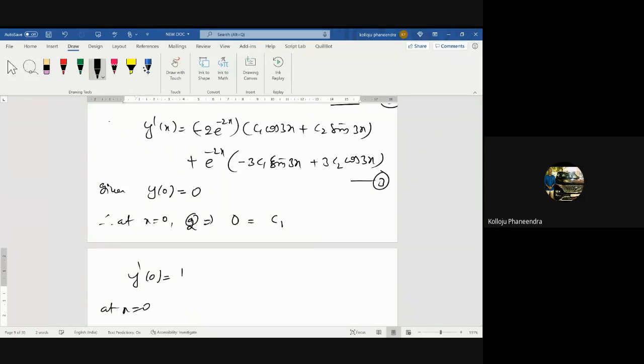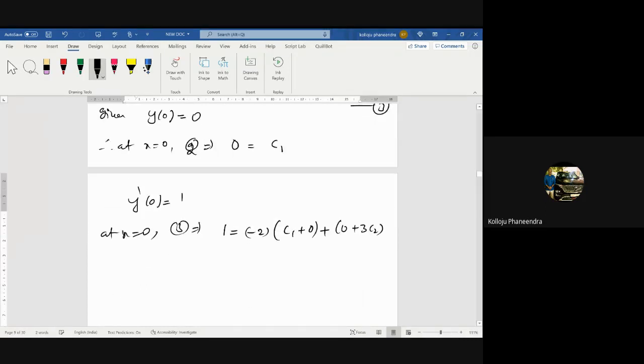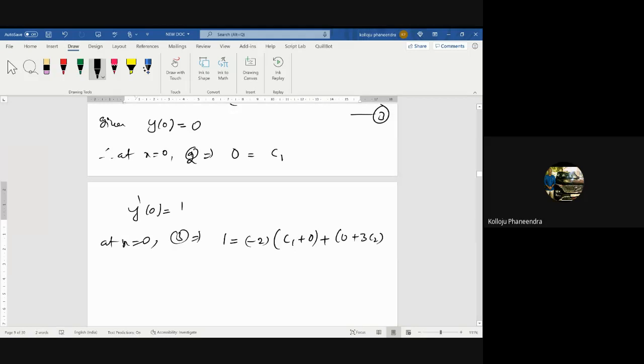Therefore, at x equal to 0, equation 3 implies 1 equal to, x equal to 0 means this is minus 2, you will get c1, and here e power 0 is 1, sin 0 is 0, and you will get 3c2 here. Isn't it right? So 1 equal to, what is c1 already? 0. So you will get 3c2. So c2 equal to 1 by 3, right?